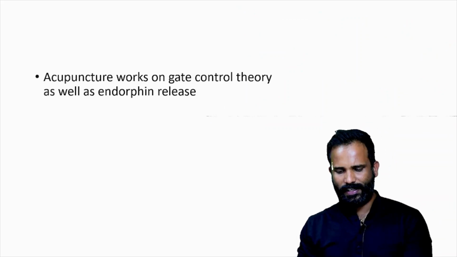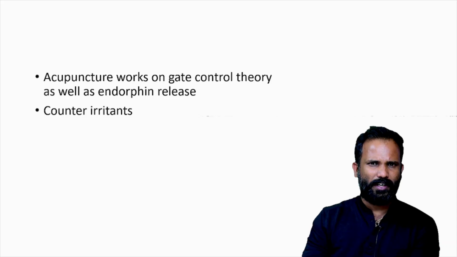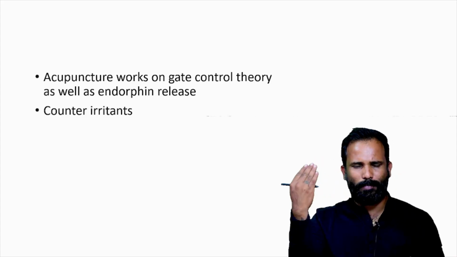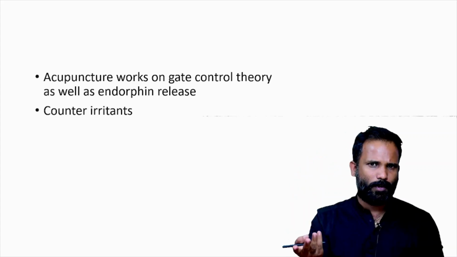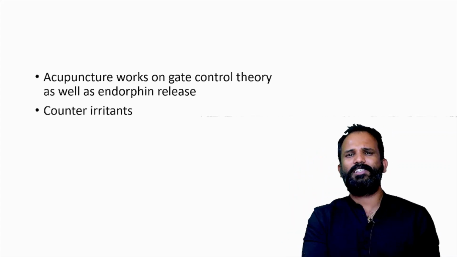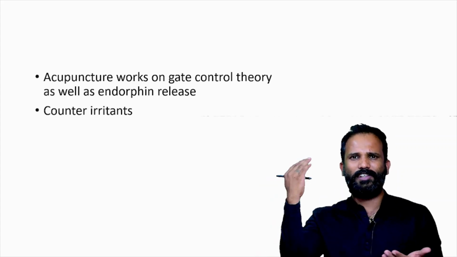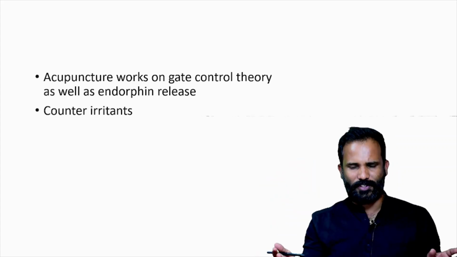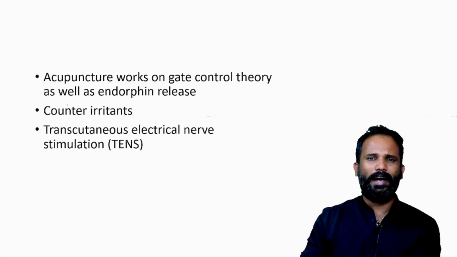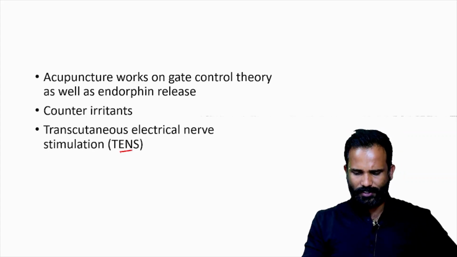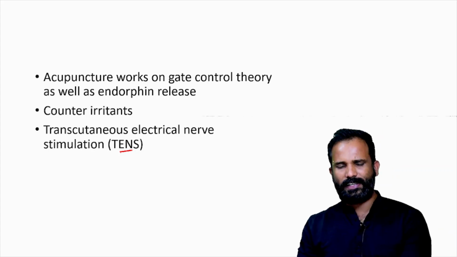Acupuncture works on gate control theory. Counter irritants: whenever we get a body pain or headache, we just apply some counter irritant like Gendu balm. What that will do is, it will stimulate the large myelinated fibers, which will close the gate, so no transmission. And even TENS, which is used as a treatment for nerve injuries, transcutaneous electrical nerve stimulation, that is TENS.